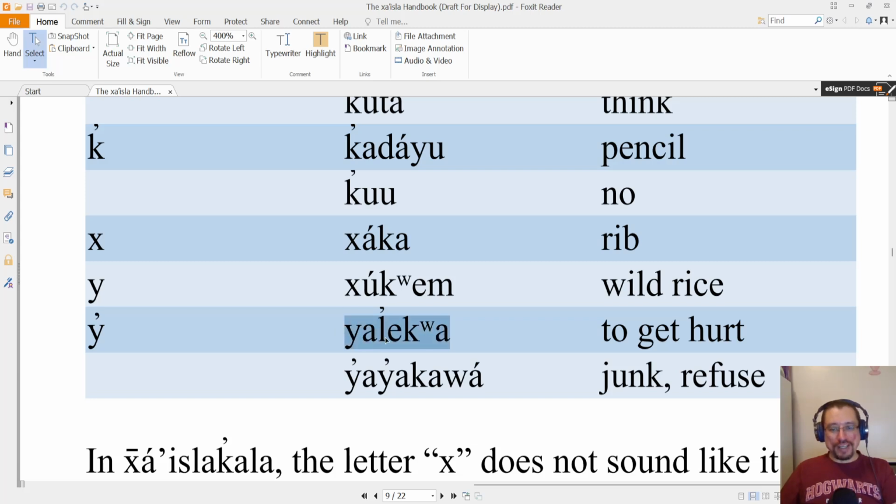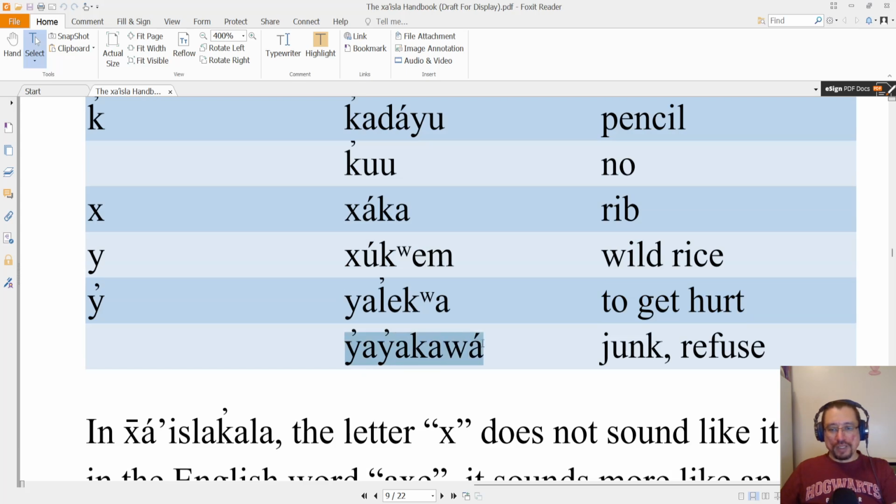This word is yalakwa, and I'm just noticing there's no acute accent marker. It should go on top of this first A because it's yalakwa. Yalakwa means to get hurt. So if you hear somebody say kitsi yalakwa, that means don't get hurt. And we have the glottalized Y.